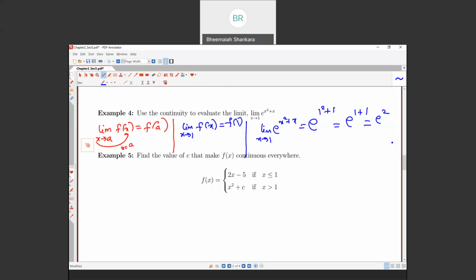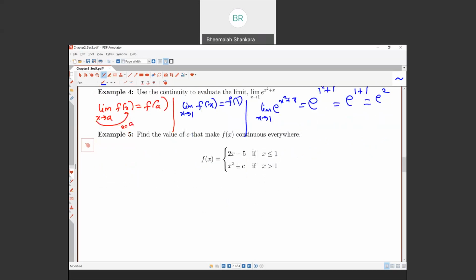In the next example, find the value of c such that f of x is continuous everywhere. Again, it's a piecewise function. You have 1 on the interval. For all the values less than or equal to 1, the function is 2x minus 5. For greater than 1, the function is x squared plus c. You want to find a c such that the function is continuous. So c is your unknown in the problem.